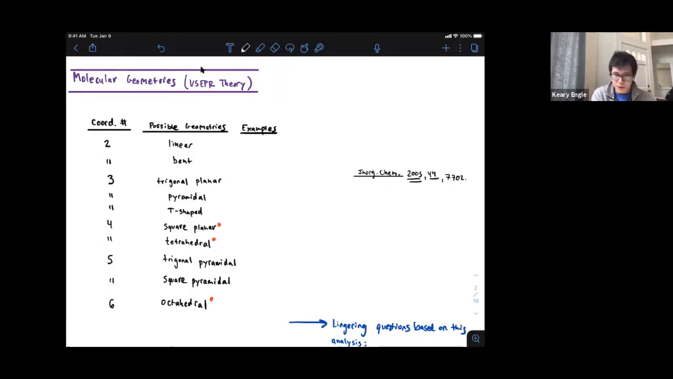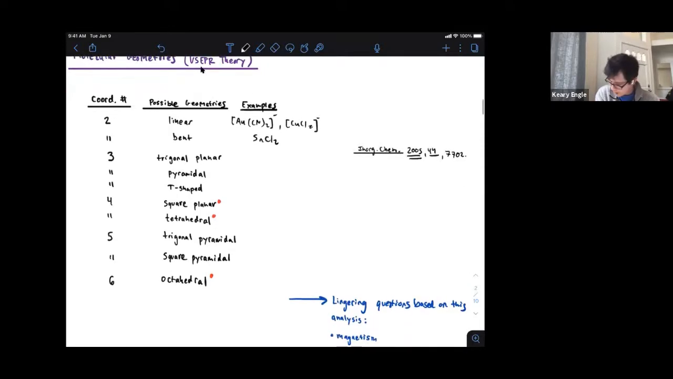And so for two coordinate species, there are only really two choices. There's the linear form, and we see this a lot in gold 1 complexes. I think this should all be in your handout if you don't want to jot this down, as well as copper 1. Then there's the bent form, so this is an analogy to water in the main group, so tin chloride. Trigonal planar, so this is analogous to BF3 in the main group.